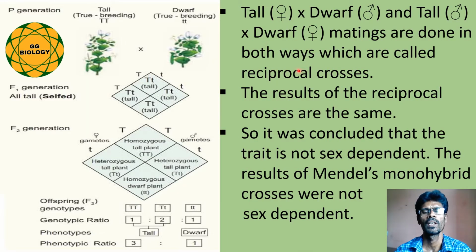Reciprocal cross is a type of cross where mating is done in both ways, like tall females were mated with dwarf males and tall males were mated with dwarf females. The results of the reciprocal crosses are the same. So it was concluded that the trait or character is not sex dependent. So the results of Mendel's monohybrid crosses were not sex dependent.